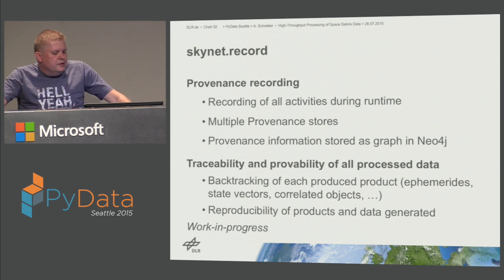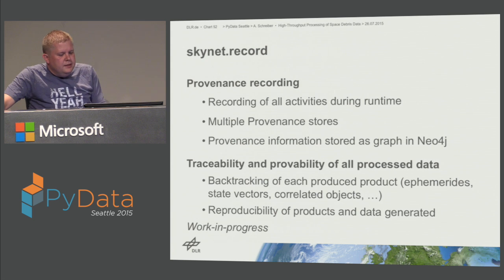And provenance is important for traceability and provability of all data that we have in the system. So for backtracking of each produced data product, and for reproducibility of all products and all the data that we have generated. So a very nice technology.